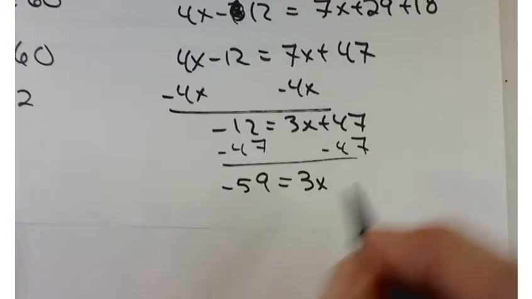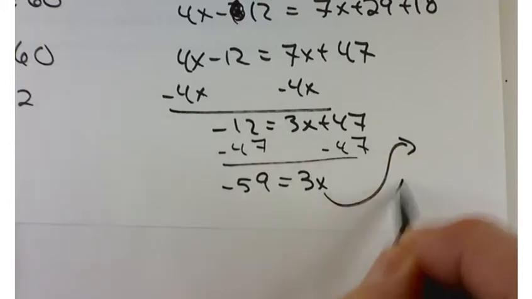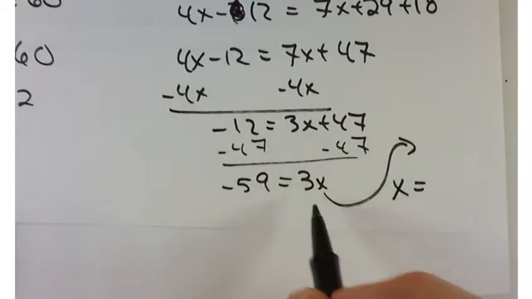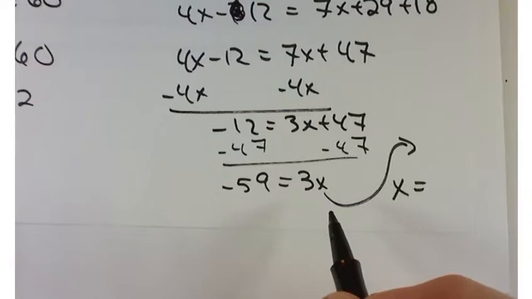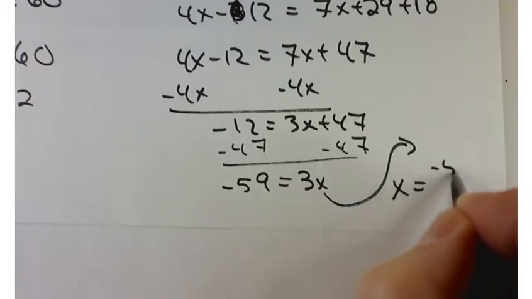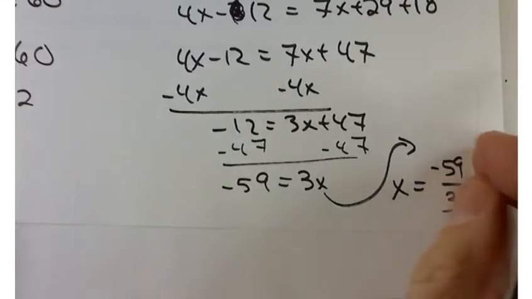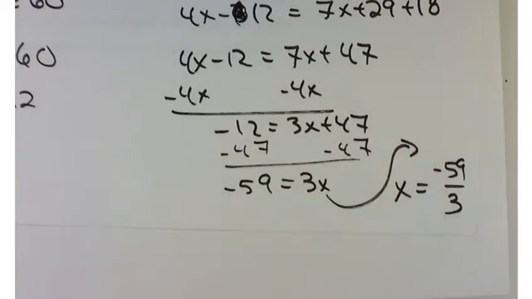What's the last step? Thank you, divide by 3. So negative 59 divided by 3. Thanks, Dwayne. So, didn't work out even, but that's okay. That's our answer, and that works fine.